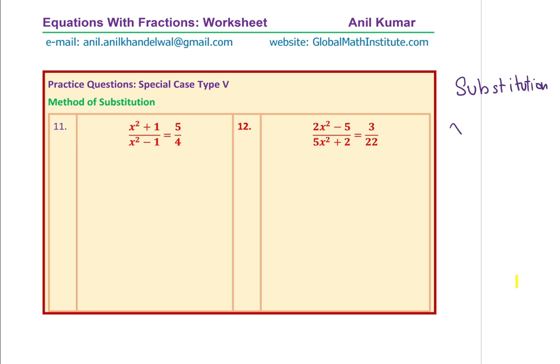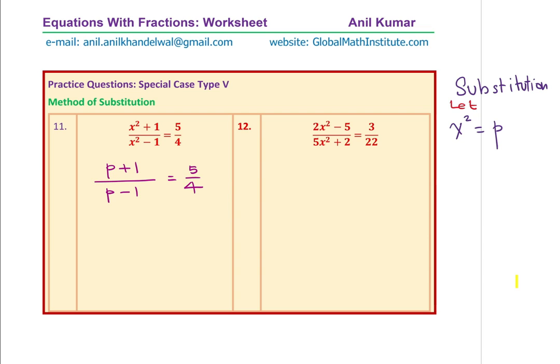We have x squared, so we say let x squared equal some other number, p. So that is our let statement. We are saying that let x squared equals p. In that case, what happens to the equation? The equation becomes (p plus 1) over (p minus 1) equal to 5 over 4. Does it make sense to you?